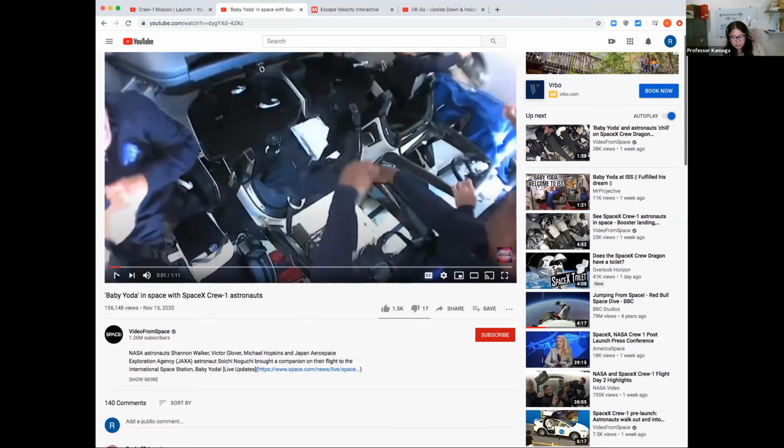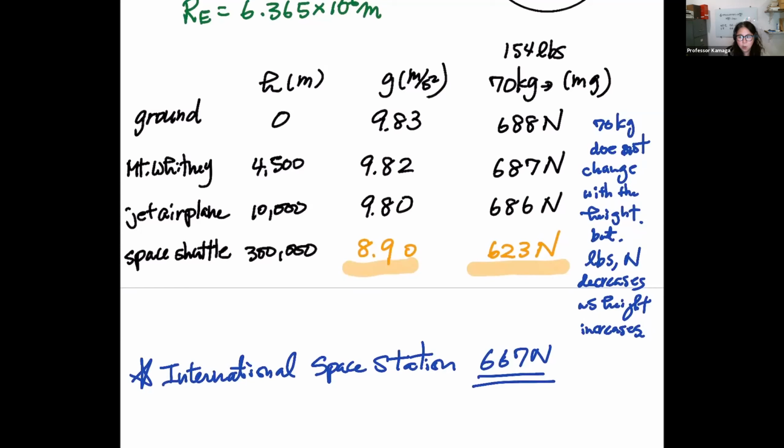So what we saw was that even this high, you still have a significant gravitational force because the radius of Earth is so much larger. We also have seen the diagram that the gravitational force drops to 1/4 at one radius above the Earth. That's 6.365 times 10 to the 6 meters above the Earth. You still have 1/4 of the gravitational force. But in the space station, in Crew 1 Dragon, Baby Yoda and the astronauts are all floating, all weightless. Why is that?